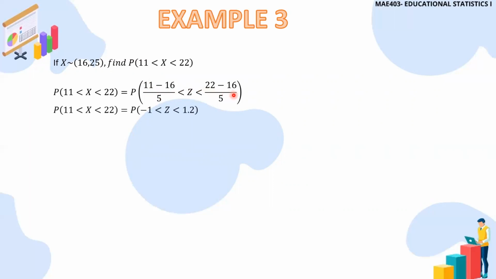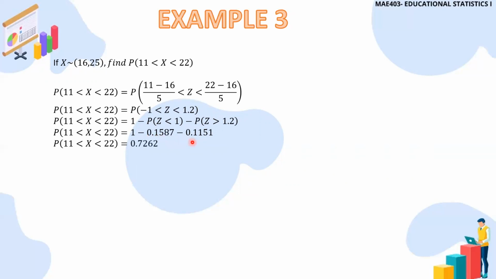Then you have the inequality in the standard normal distribution, the probability of negative 1 to 1.2. So for this, it's actually covering from negative to positive. So the area under the normal curve is 1 minus the probability of Z less than negative 1 minus the probability of Z greater than 1.2. So based on the normal distribution table, you will have 1 minus 0.1587 minus 0.1151. Then you will get the answer: the probability of X from 11 to 22 is 0.7262.